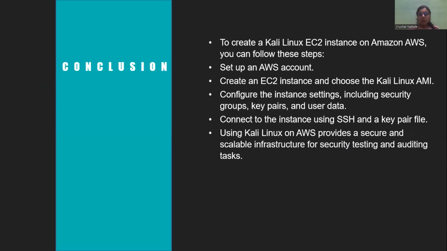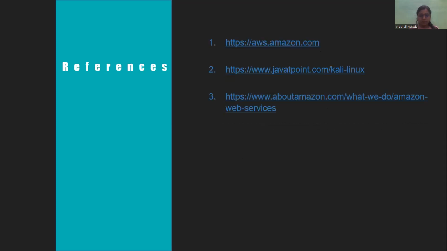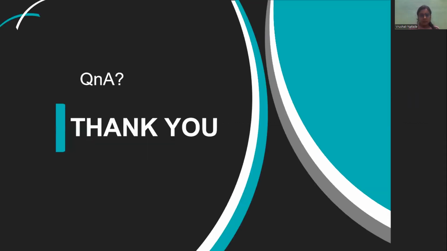So in conclusion, to create a Kali Linux instance using Amazon AWS, we can follow these steps. First, we need to create an AWS account. Second step is to create an EC2 instance and then choose the Kali Linux AMI. Third step is to configure the instance settings such as security group, key pairs, and user data. Fourth step is to connect to the instance using SSH and key pair files. Using Kali Linux on AWS provides a secure and scalable infrastructure for security testing and auditing tasks. These are the references. Thank you.